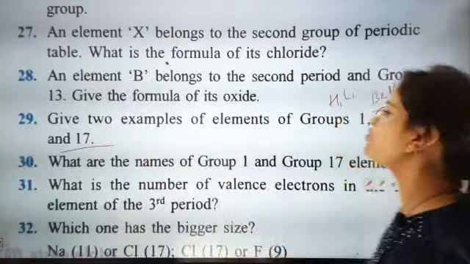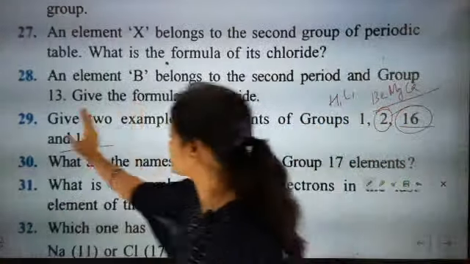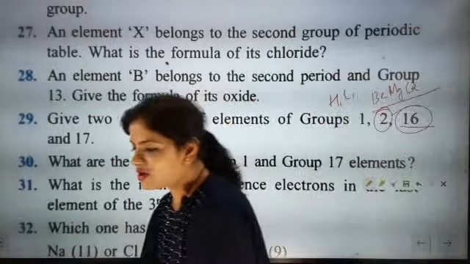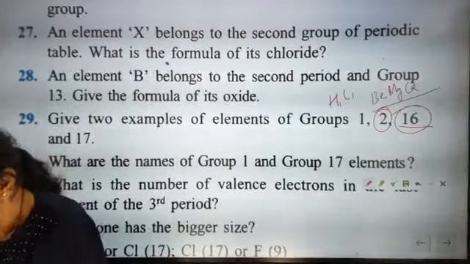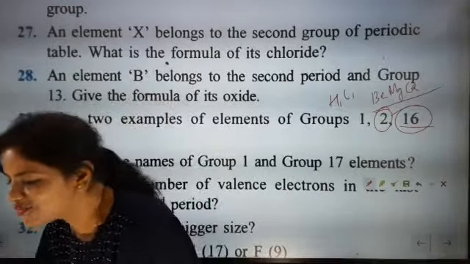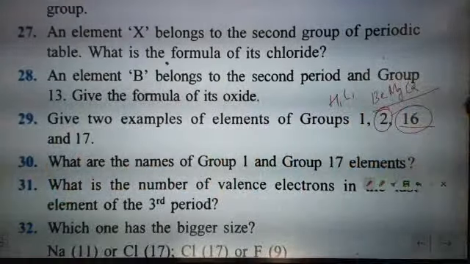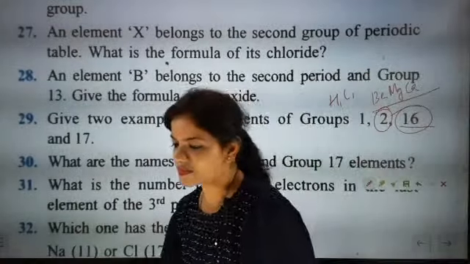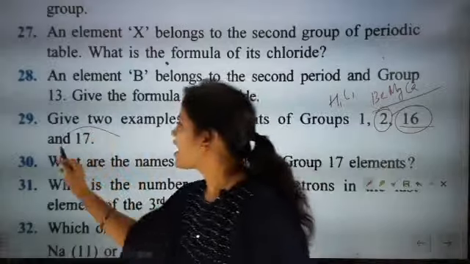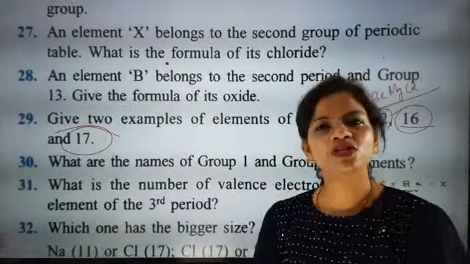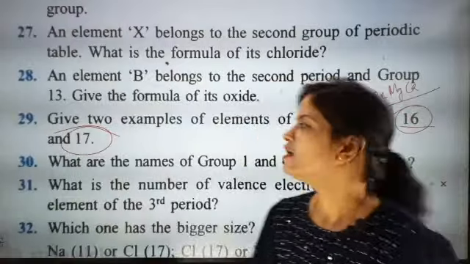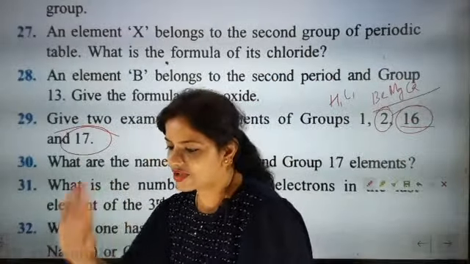Yes, there is a way to remember that, which I discussed at the time of teaching. One more time I will discuss. Group 16 is the oxygen family: oxygen and sulfur, a very easy example. And group 17 is the halogen family: fluorine, chlorine, bromine, iodine. Like that we can remember this.